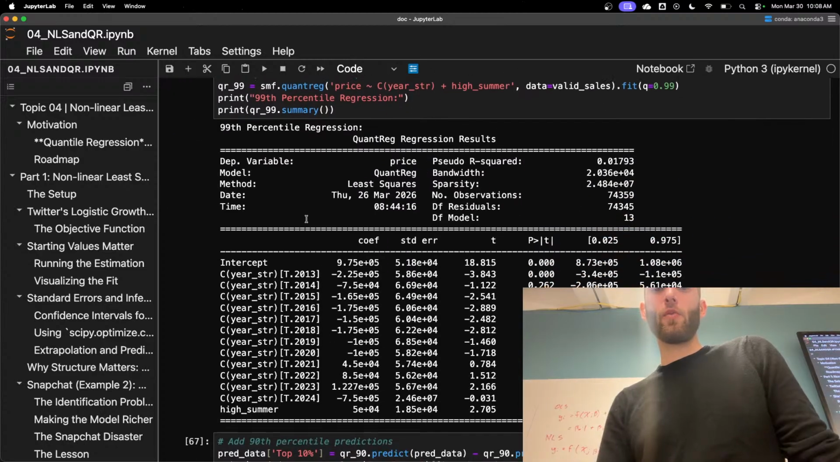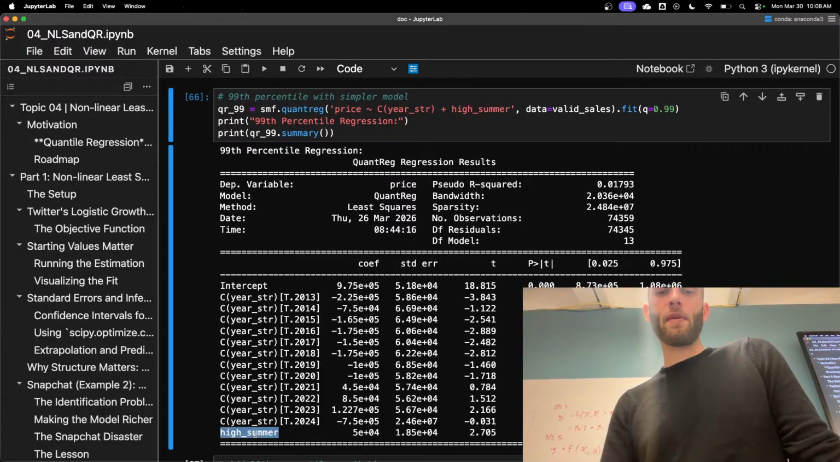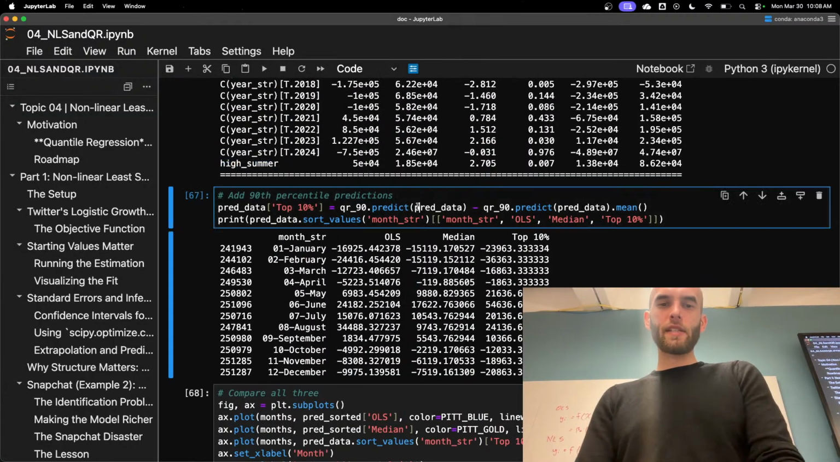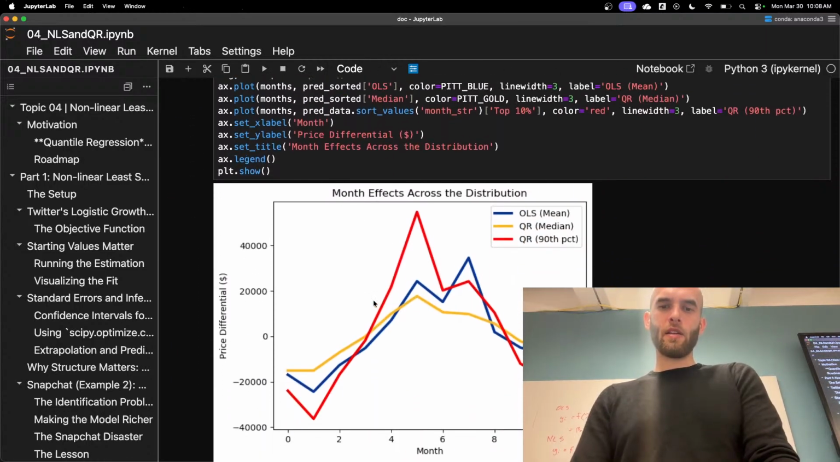And then we can do the same thing here with the 99th percentile. And here I'm getting an estimate for high summer. Okay, so this is really nice. We can do a lot of things. This is a picture I made to compare the 90th percentile to the mean and the median. We have the median in yellow and the mean in blue. And what you can see is when we're estimating the 90th percentile, we're getting much more extreme values, right? We're closer to the extremes, and so the extreme values are going to move our estimates by more.